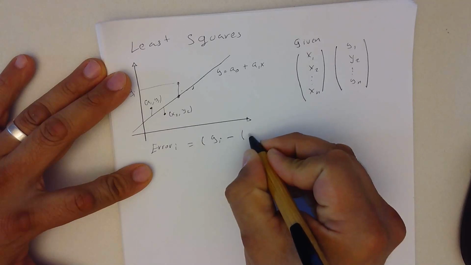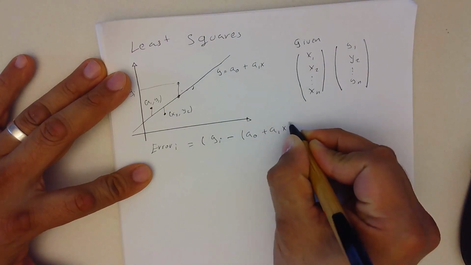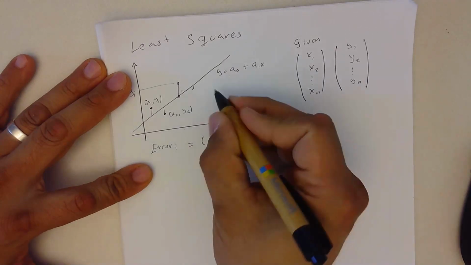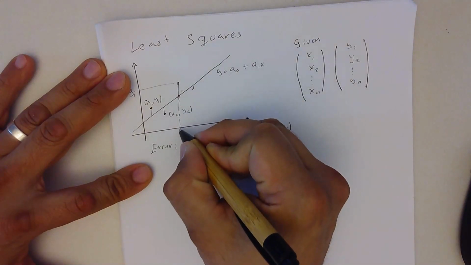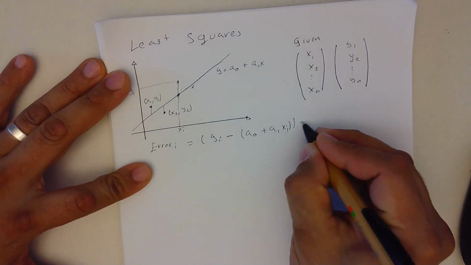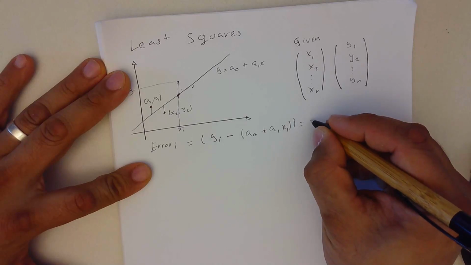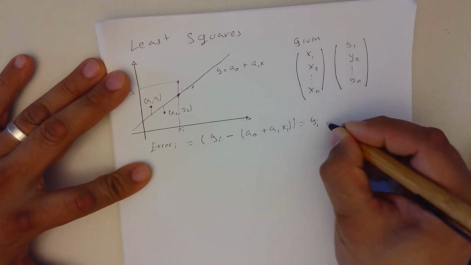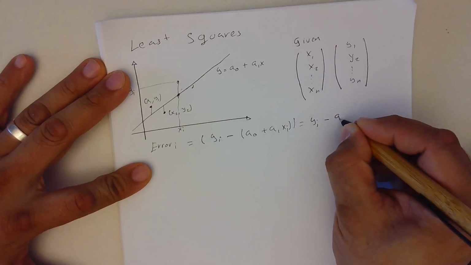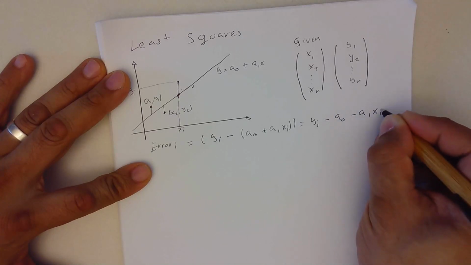So it will be yi minus the line evaluated at this xi. If we remove the parenthesis, we have yi minus a0 minus a1 xi.